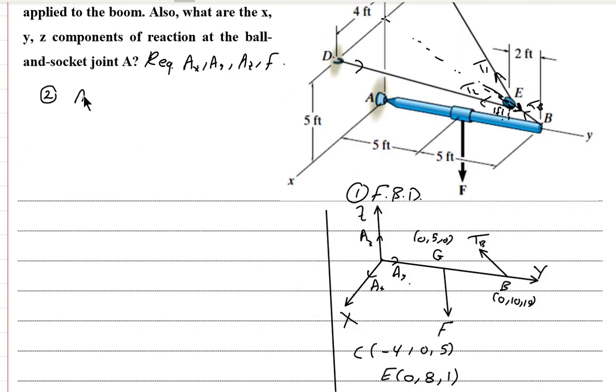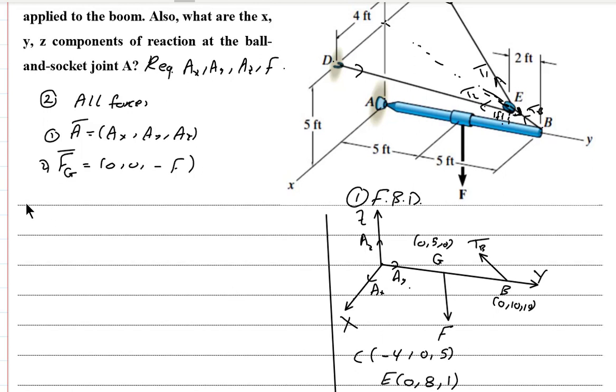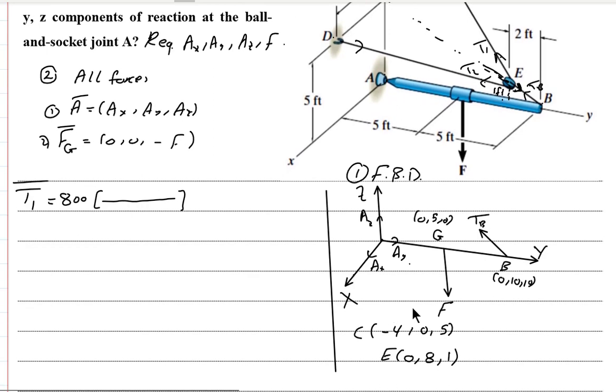Number 2, all forces. First force, of course, will be the reaction at the ball and socket joint A vector, which will be AX, AY, and AZ. The second force can be written as F vector. I call it F at G. This is the second force. It's very easy. It will be 0, 0, and minus F. T1 vector can be written as 800 as a magnitude multiplied by its unit vector, which is from E to C. We have here the coordinates of E and the coordinates of C.